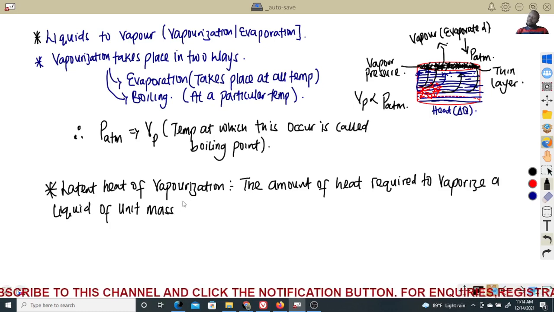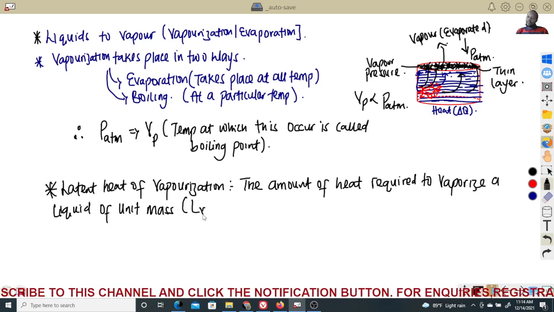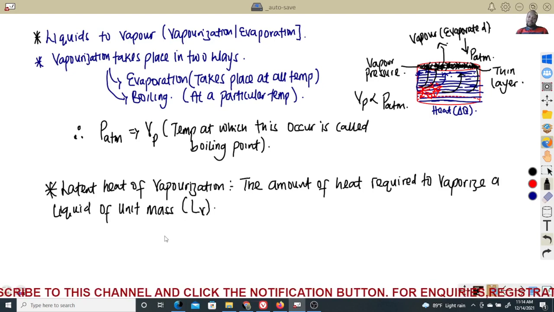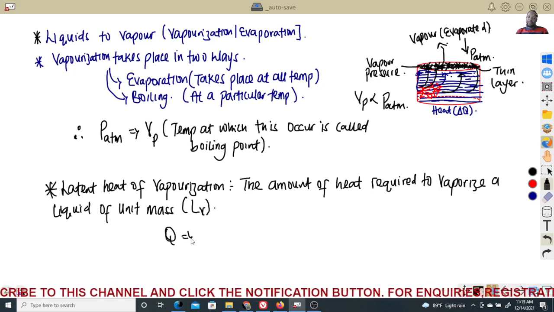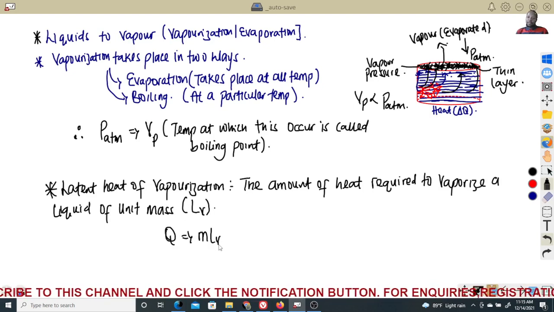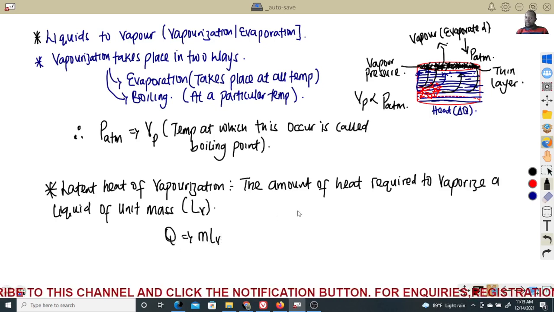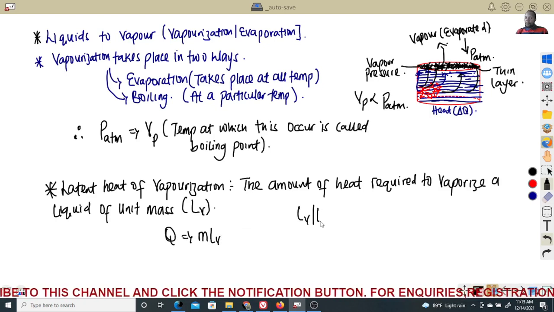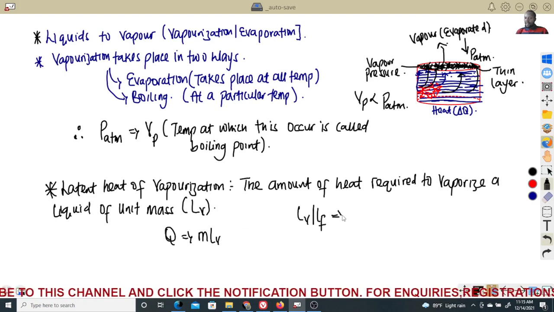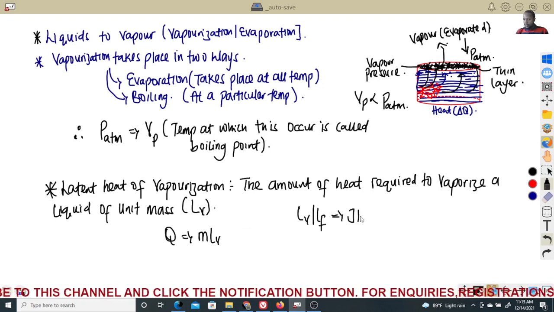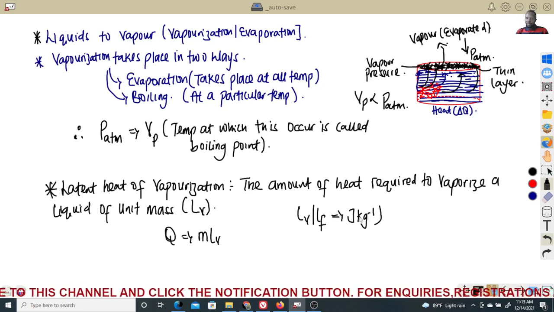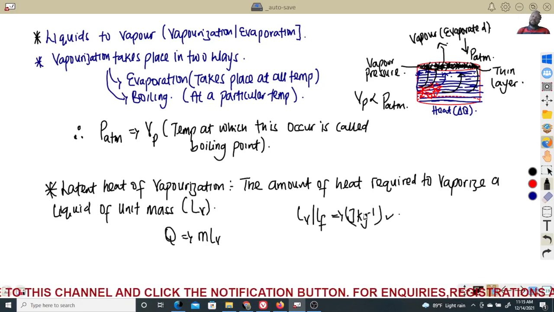So it's called latent heat. It is denoted by LV, just like for fusion we say LF, and it is given as Q equals M LV. So the SI unit is very easy to know. This is joule per kilogram. Please note that either fusion or vaporization, it is given as joule per kilogram. So that's the SI unit, which is very, very important for students to keep in mind.